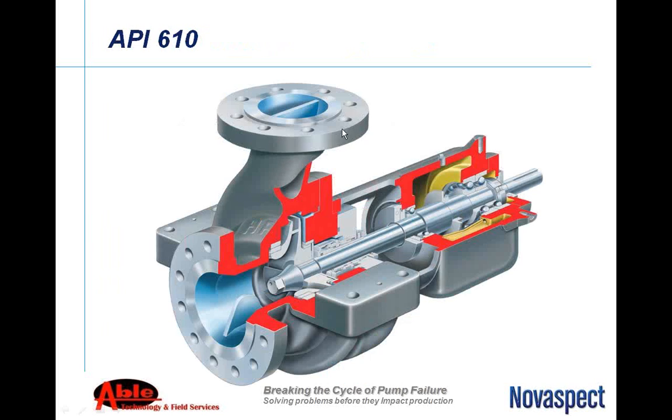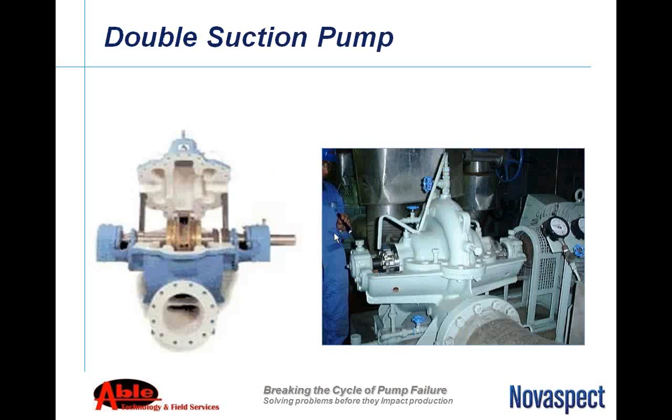This is a typical API 610 pump. It's built a little bit heavier duty. You can see a little bit more support out here. And there's a few things that are different than an ANSI design pump. Of course, safety factors and a much more heavy duty type of pump.